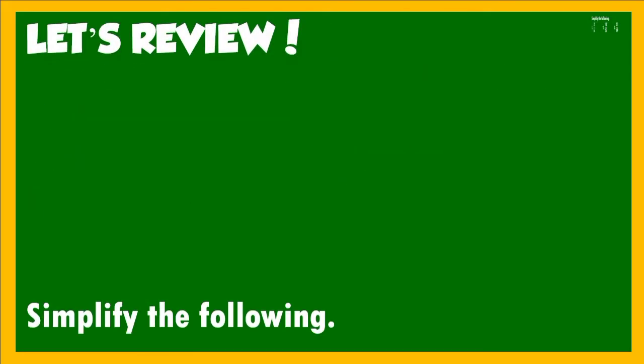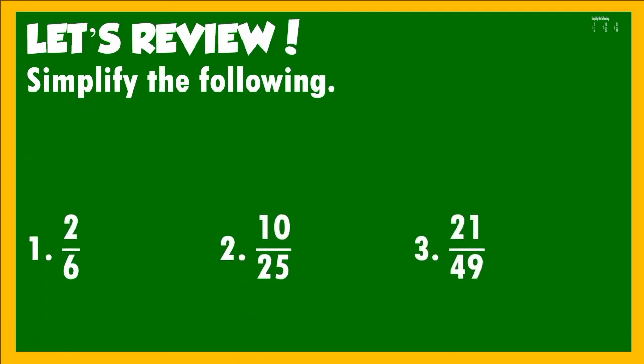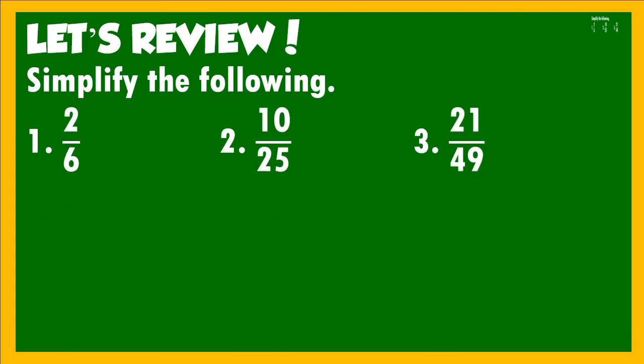So let us review. Simplify the following. Since this is a review, it means we have already studied it. Our givens are fractions and all we need to do is to simplify them. Let's get what we call the lowest term. So, say for example, we have letter A, number 1, 2/6 or 2 over 6. To get the simplified form or the lowest term of our given fractions, we need to know what we call the GCF or the greatest common factor.